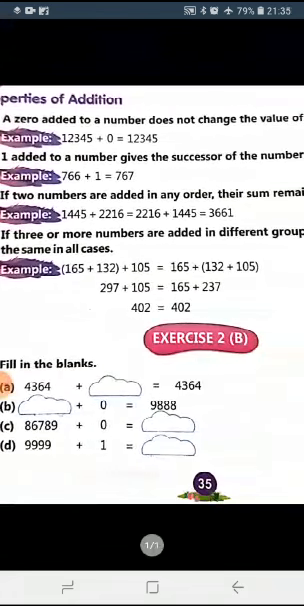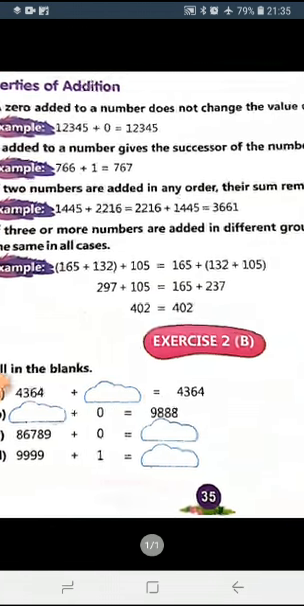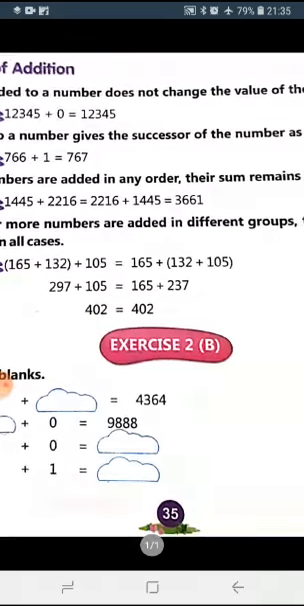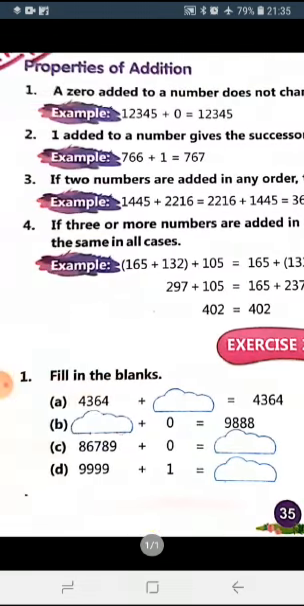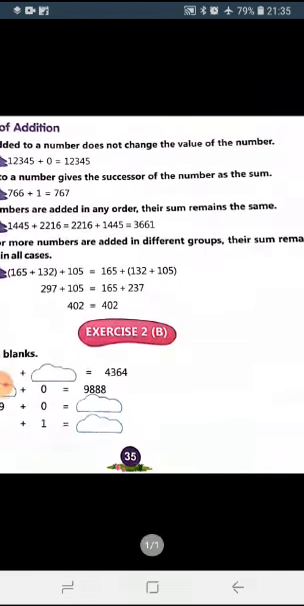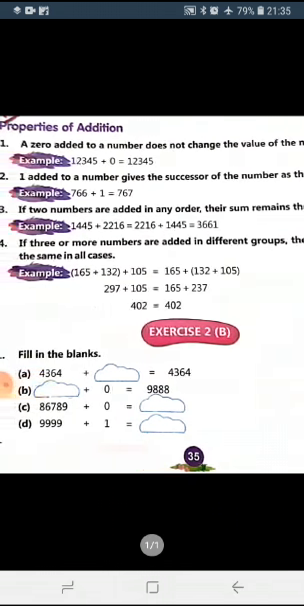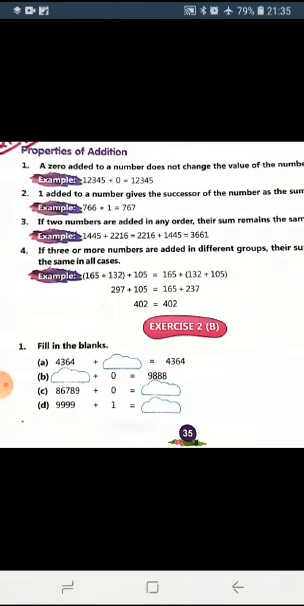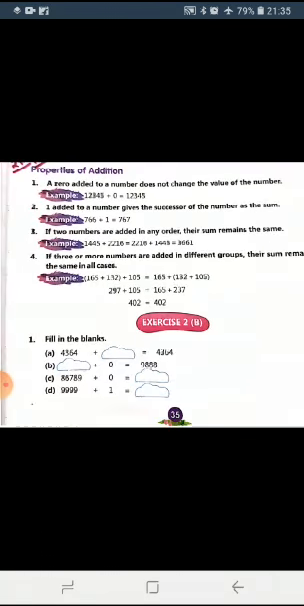When 1 is added to a number, it gives the successor of the number as the sum. Okay. So successor, do you remember? Yeah, you have done it before. You did it in chapter 1. The successor means, when you start counting, the number that comes after, the next number in counting. Okay, so when you add 1 to a given number, you get the next number, that is the successor.